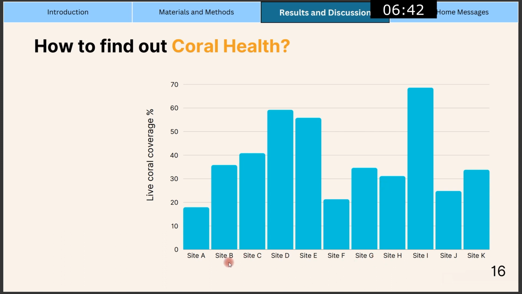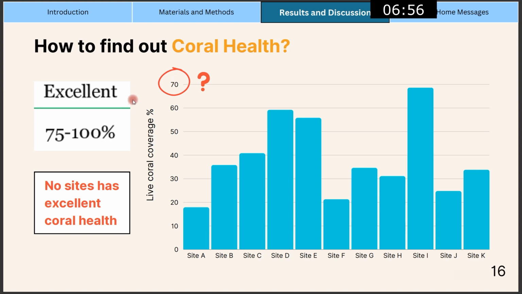In this graph, we are able to see the x-axis is the study sites, and the y-axis is the live coral coverage by percentage. As you can see here, the maximum is only 70%. So we can easily tell that only if the site falls under 75 to 100% of live coral coverage is it considered excellent. So is there any site that exceeds 75% over here? No. So no study site has excellent coral health.